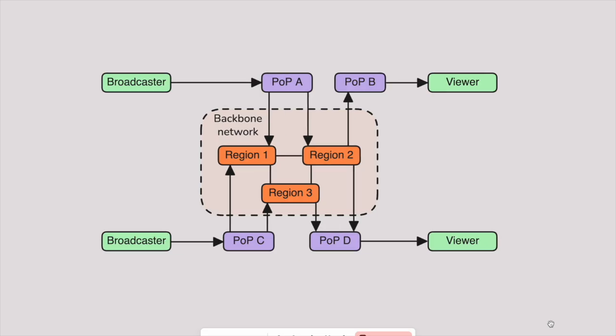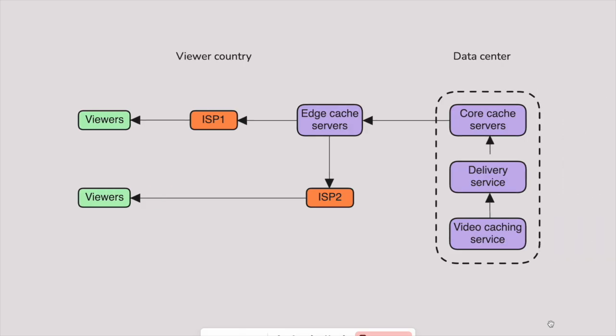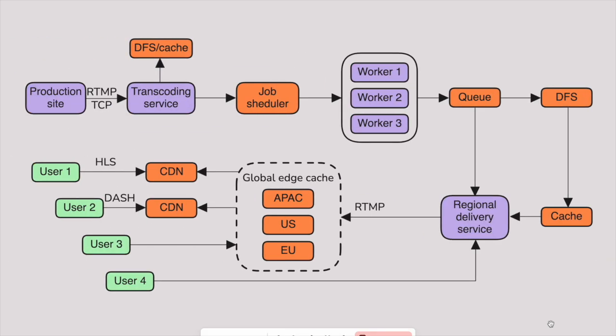For the data ingestion, we're going to look step by step at how the data is transcoded in real time. And for the data delivery, we're going to talk about the different aspects of delivery systems like CDN, ISP cache, edge cache, etc. With that, let's get to the video.